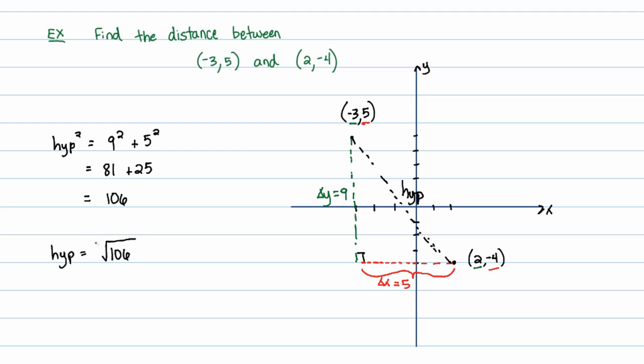Now, for those who know that it should be plus or minus the square root, I'm just telling you right now, a length cannot be negative, so it's just going to be the positive square root of 106. We cannot simplify this radical because it simplifies into root 2 times root 53, which can't simplify any further, so it's going to be the square root of 106. That's the distance between those 2 points.